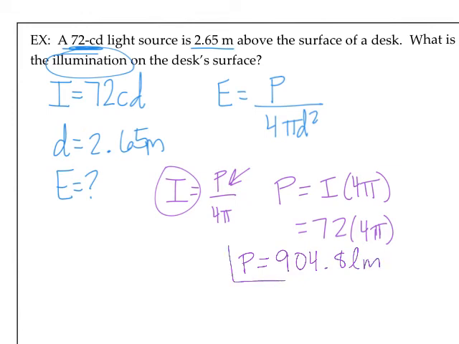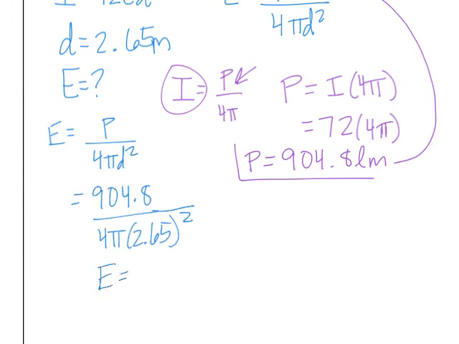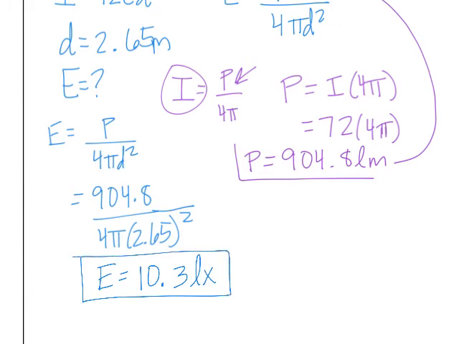And now that I know this value, I can plug it in to my illumination formula and also plug in the distance and find the answer. So I'm going to take that answer that we just found, the 904.8 lumens, and then divide by 4 pi, and we know our distance is 2.65, and don't forget to square the distance when you plug that into your calculator. So try that out. And you should get a final answer of 10.25. So I'm just going to say 10.3, and then illumination is measured in lux.